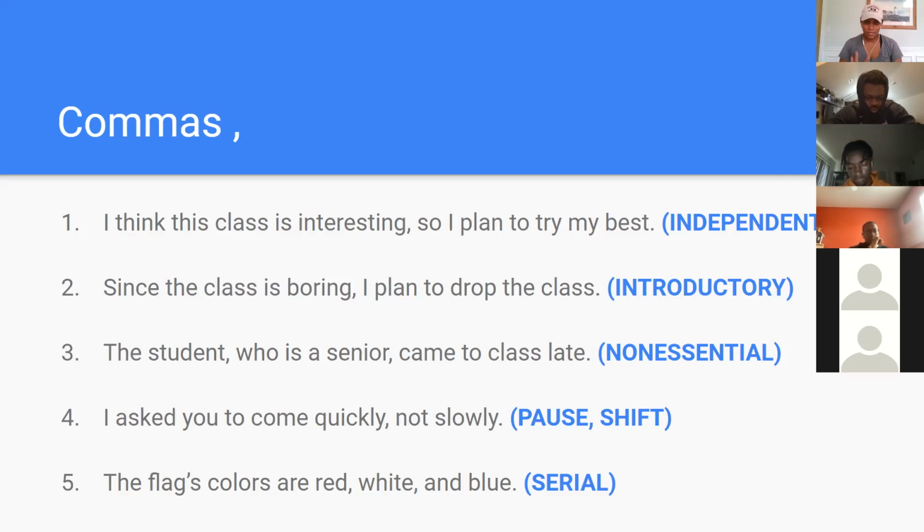And then pause or shift, right? So when you're writing, you want your writing to have flow, not just to read either too long or too choppy. So if I want the reader to pause, I just put a comma there to indicate that. I asked you to come quickly, not slowly. So see, there's the pause there. And then of course we talked about serial, 3 or more words in a series, right? 3 or more words. So the flag's colors are red, white, and blue. So we're going to put commas after red and white.